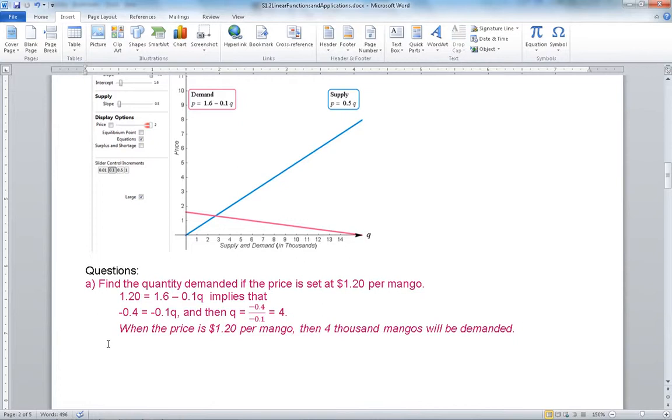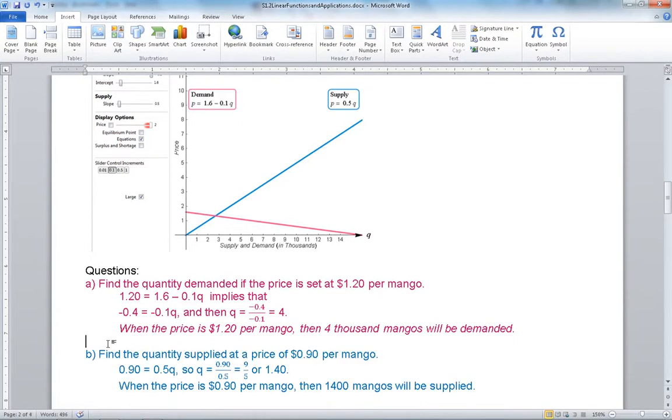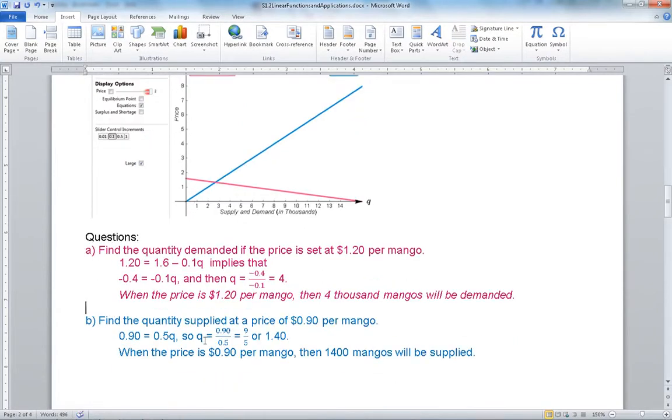Now we can also work with the supply line. So let's say that we want to know the quantity supplied when the price is 90 cents per mango. So again, we could go over to 90 cents on the vertical axis, move that over this time to the supply line, which is the blue line, and go down to where that intersects the horizontal axis. That would tell us what the amount supplied would be at a price of 90 cents per mango.